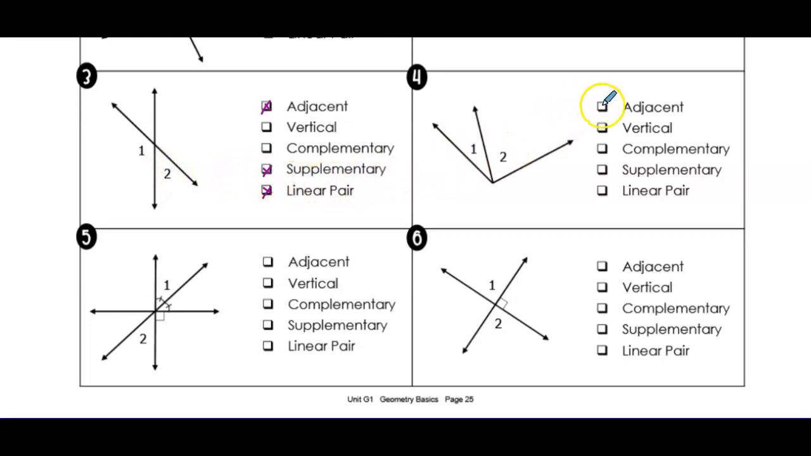For number 4, they are adjacent, and they are nothing else because I don't have any confirmation that that's a right angle, so I can't say they're complementary. Definitely not vertical because there aren't two lines crossing each other with angles opposite. There's not a straight line for either of the last two.